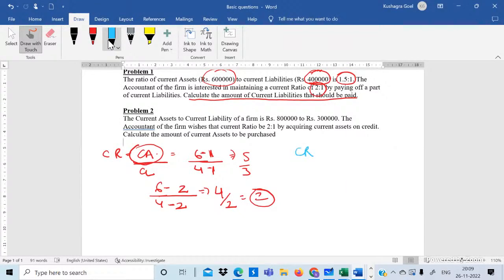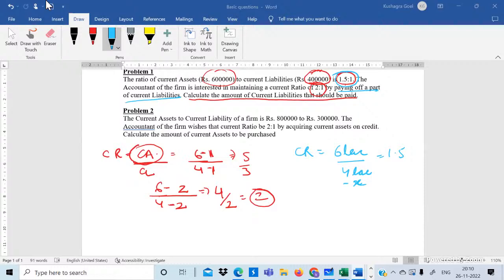I've got a current ratio of 6 lakh by 4 lakh, which as of now is 1.5. Now the accountant is saying he wants to pay off some amount of current liability, which means whatever current liability you have, some amount is to be paid. So let's say this 4 lakh is creditor, your supplier. You want to pay some amount to your supplier. Let's assume hypothetically you are paying X rupees. So if you pay X rupees, what will be your new creditor balance? 4 lakh minus X.